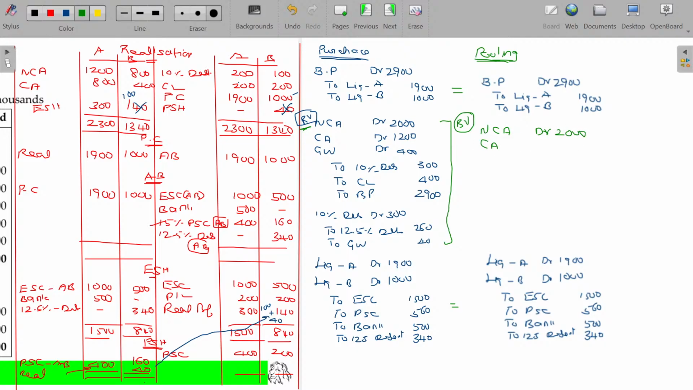Current assets, debit 1200. To 12.5% debentures, I am merging these two entries. 12.5% debentures being 260. Okay, I merged this. And to current liabilities 400 rupees. Don't forget to show the profit and loss account also. The profit and loss account of these two transferor companies being 200 and 200 each, so 400 rupees. Okay, you can show here 300, no problem.